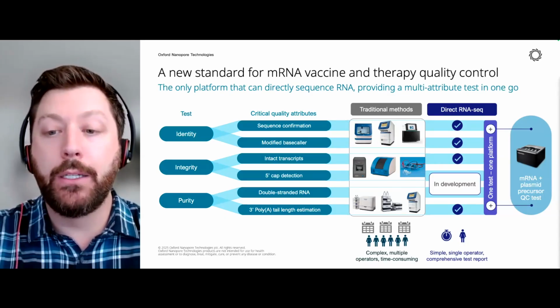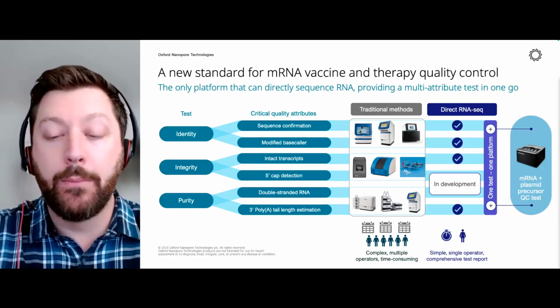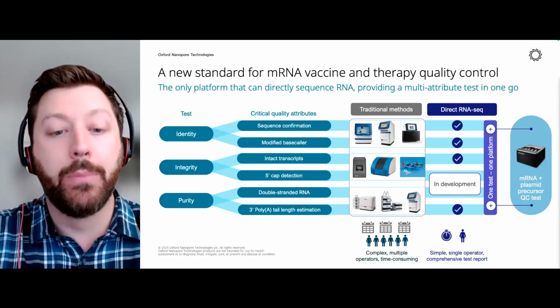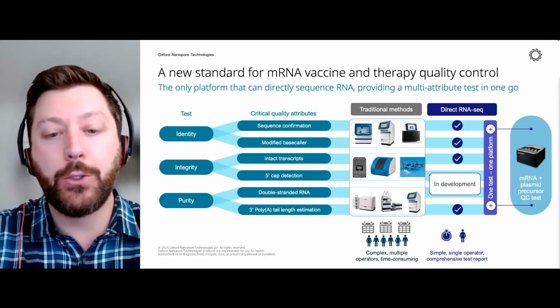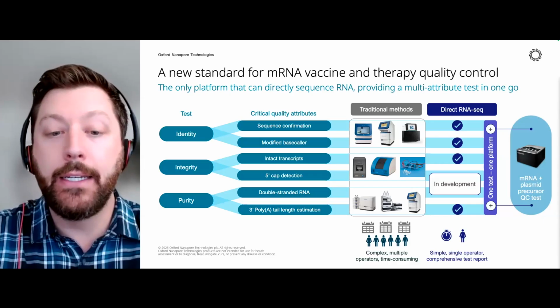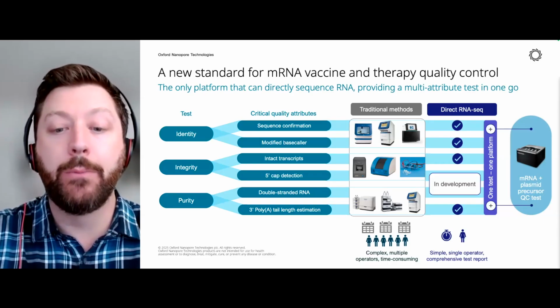That means you can capture the molecule exactly as it is, including base modifications such as N1-methylpseudouridine, poly-A tail length estimation, and transcript completeness. This provides a truly multi-attribute test, one platform that simultaneously measures identity, integrity, and purity of your mRNA product, as well as its plasmid precursor.